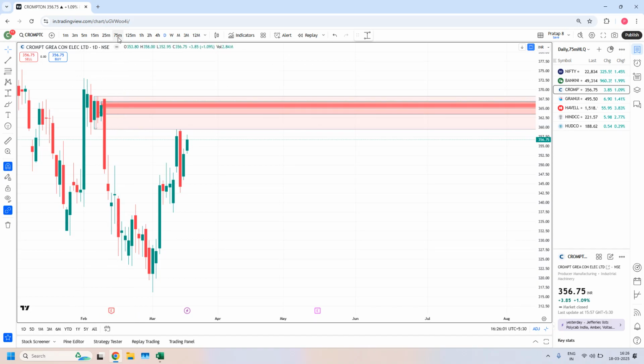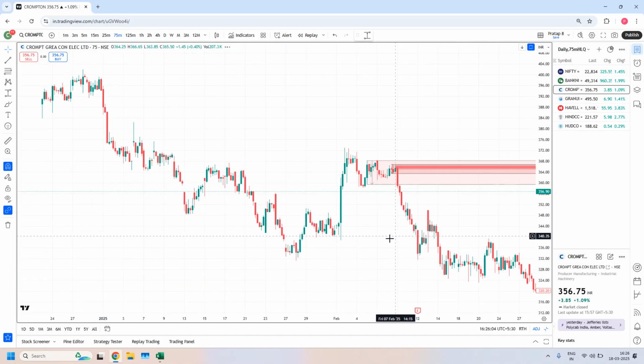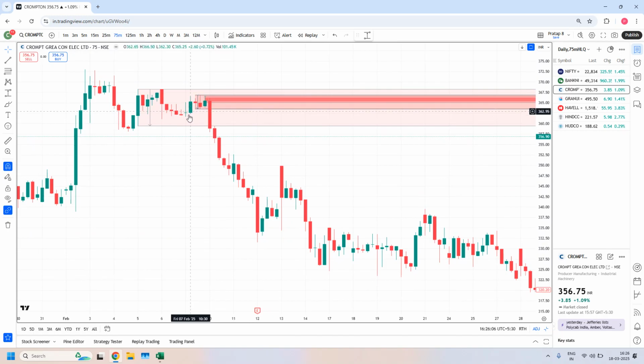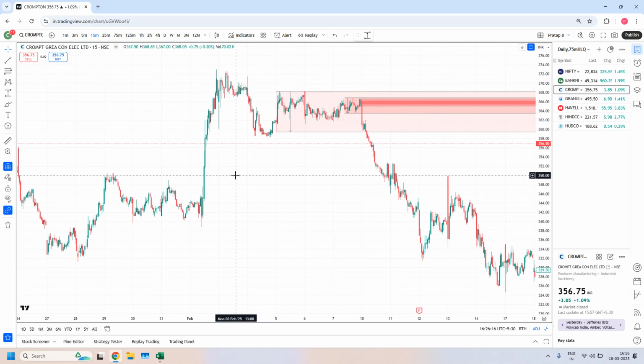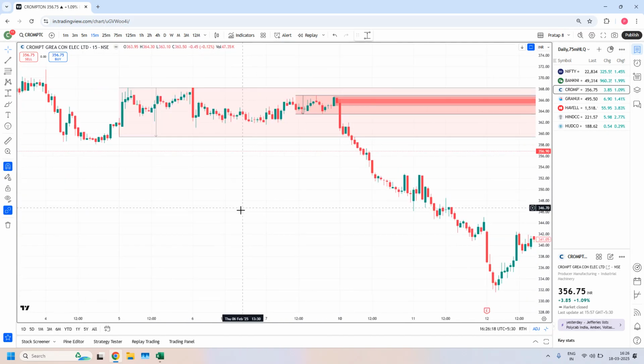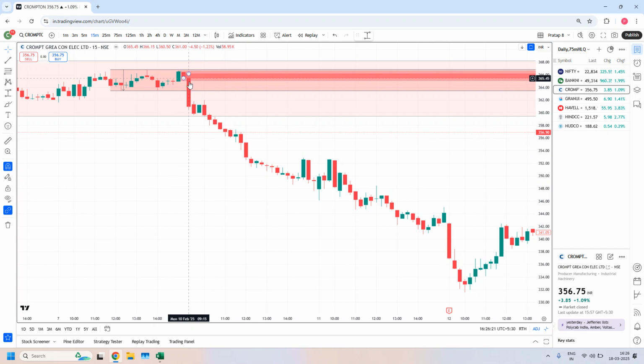And this one we fine-tuned with 75 minutes. So in 75 minutes, we have an excellent 75-minute zone. Rally, 3 base candles and a drop candle. Within the 75, again we have an excellent 15-minute zone. So here we have a rally, base, drop, the 15-minute zone. It is fine-tuned inside 75. This 75 is fine-tuned inside a daily zone.